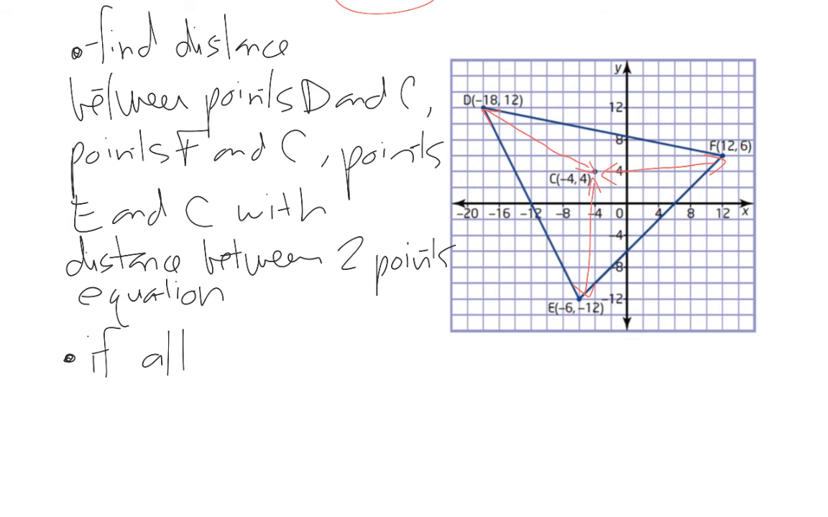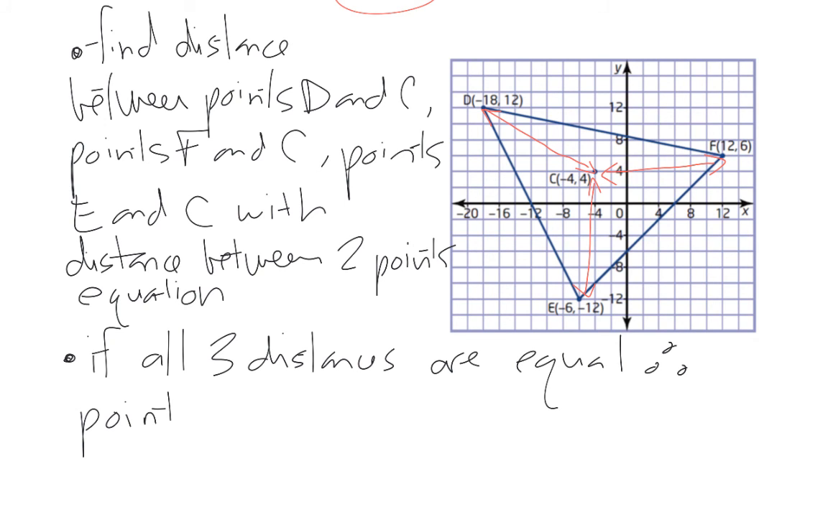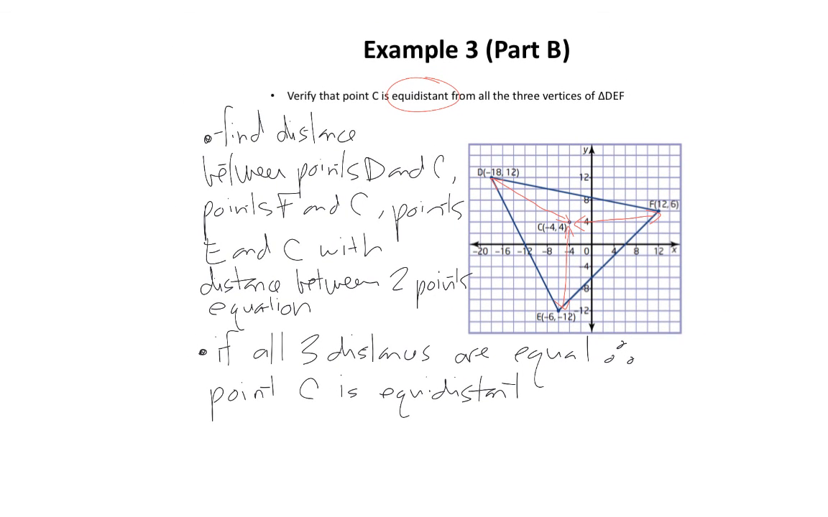If all 3 distances are equal, therefore point C is equidistant from all the vertices. And I'm just going to zoom out to show you all the steps that would be required to solve this question.